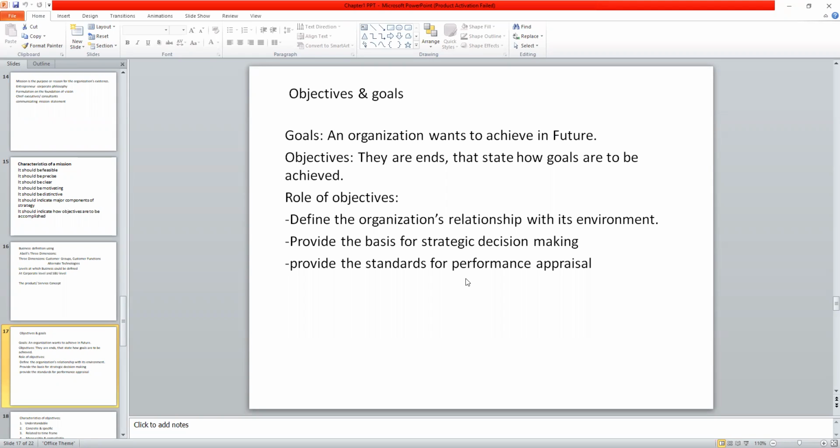Now coming to the role of objectives. The objectives define the organization's relationship with its environment. Now, if you consider what the environment is, it consists of different factors which act upon the organization. At a micro level, we may have the employees, the suppliers, the internal units of the organization, while in the macro environment, we may see other forces like the political scenario, the legal aspect, and the government acting upon the organization.